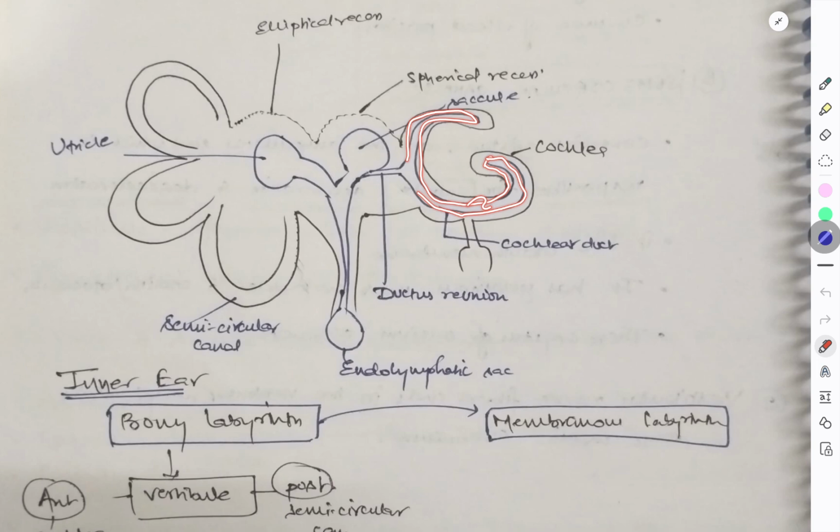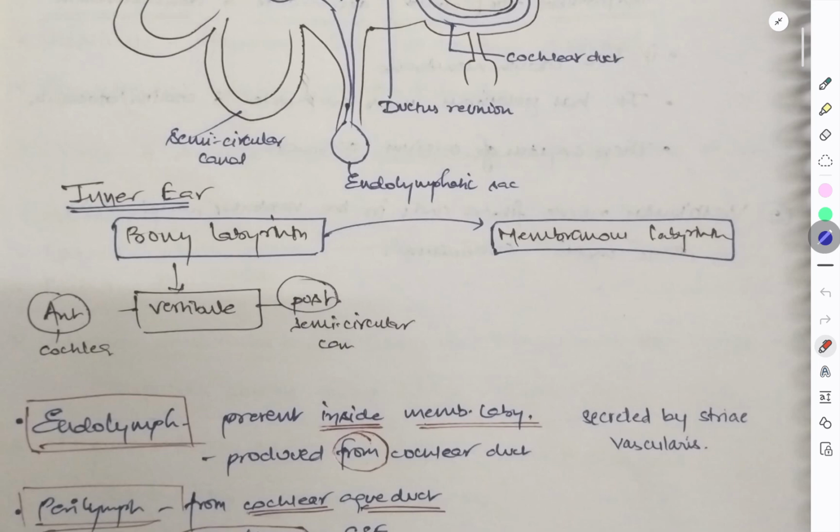In the cochlea we have the cochlear duct. This cochlear duct will unite and meet in the saccule and utricle, and these together will form a shunt that is called the endolymphatic sac, making a passage for the endolymph to flow.